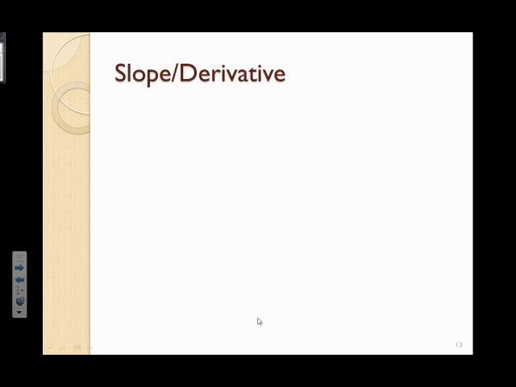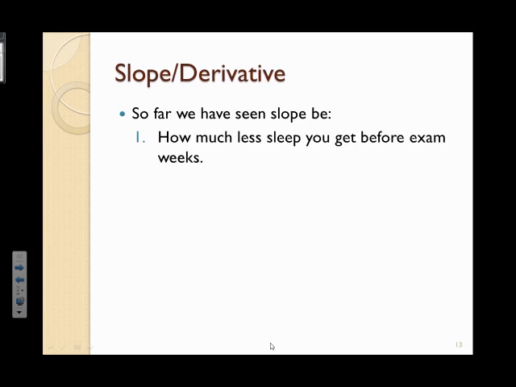Now, so far when we've been looking at the slope or the derivative, we've seen the slope to be how much less sleep you get before exam weeks. Well, it's not the most cheery thing, but it's a rate, right? Now, we've seen slope as how steep a line is. The derivative is basically the same thing, except we define it more narrowly and say how steep a line is at a particular point.